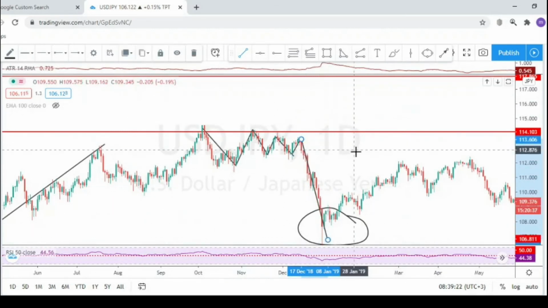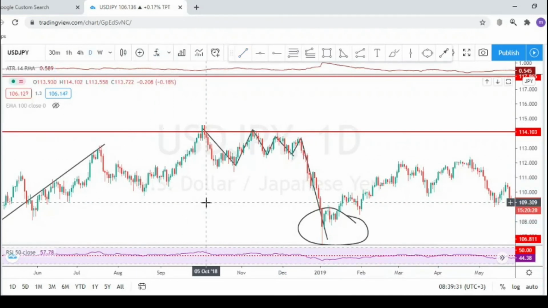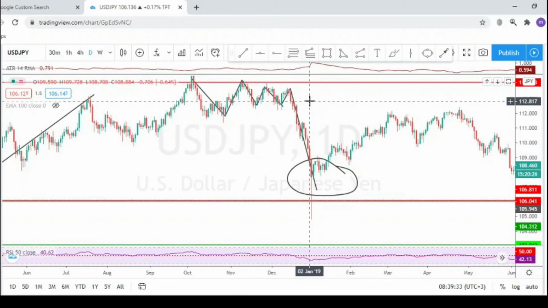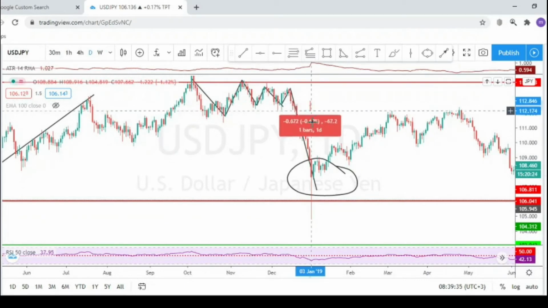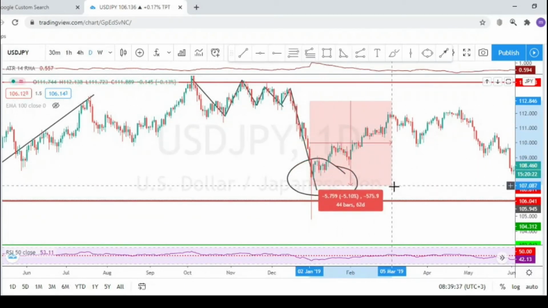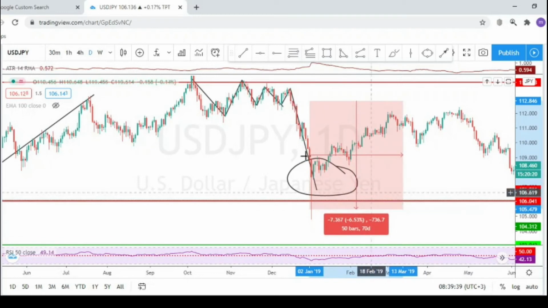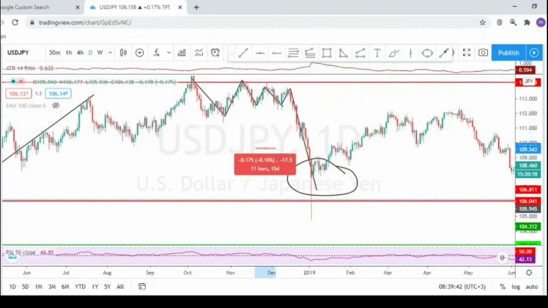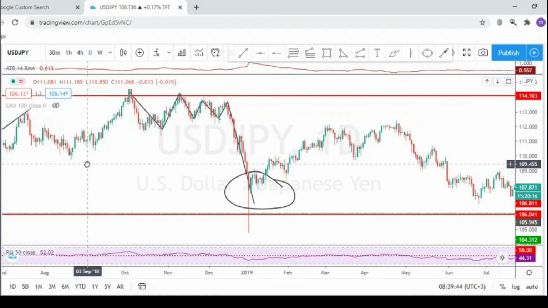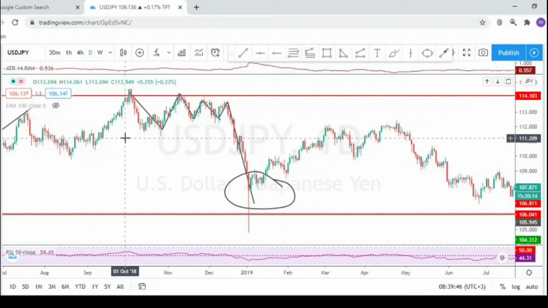and you see a big push to the downside, and you have about 700 pips, guys. Another example here, this one is dollar yen. These are just examples in dollar yen.